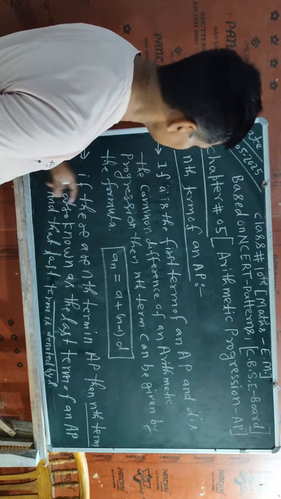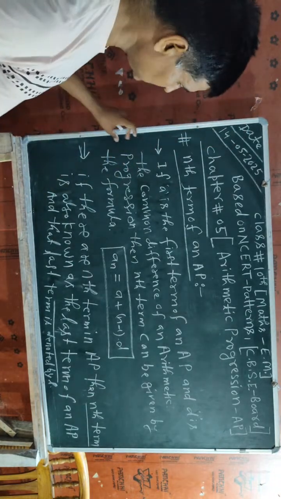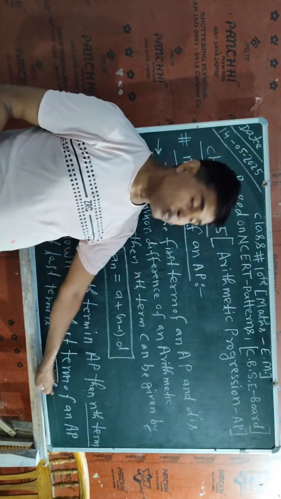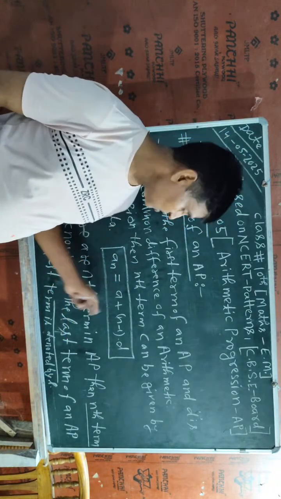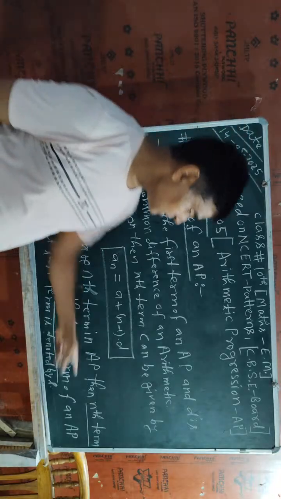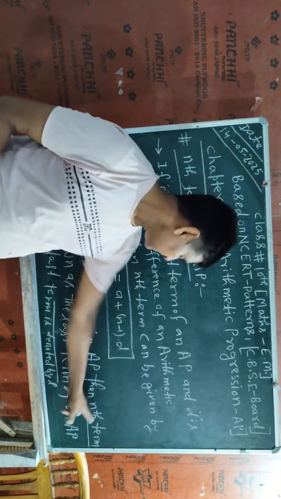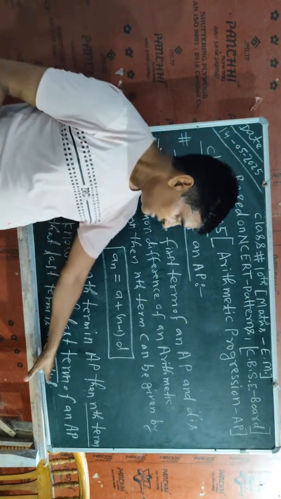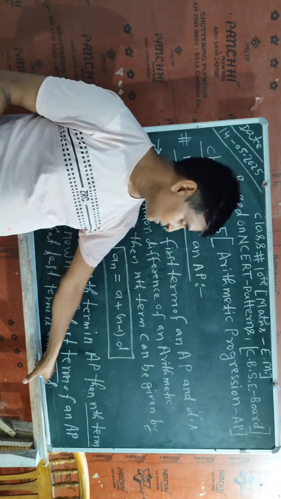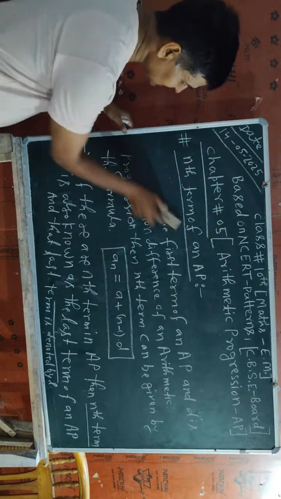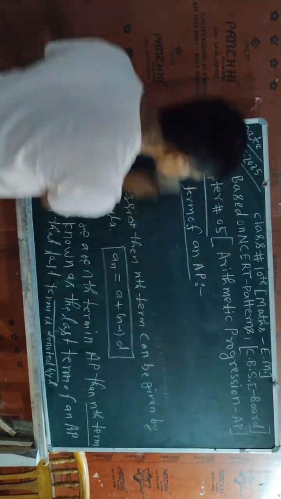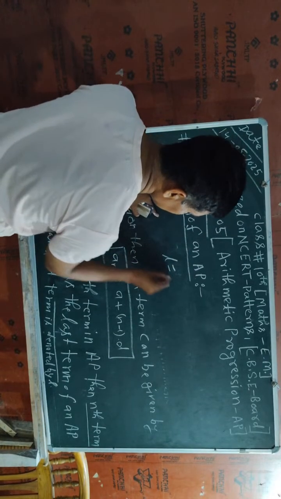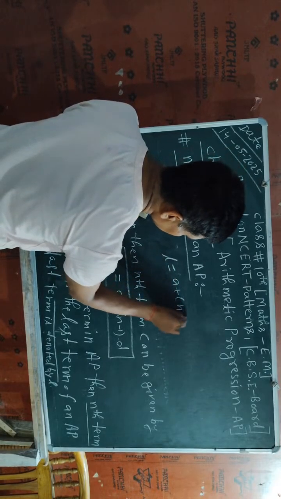I am going to erase the above information, because after erasing I will write the formula for the last term. That formula for the last term will be the nth term, because I have told you the nth term can be the last term. That last term is written by a symbol, small l, which is known as the last term of an AP, and l will be a plus n minus 1 into d.